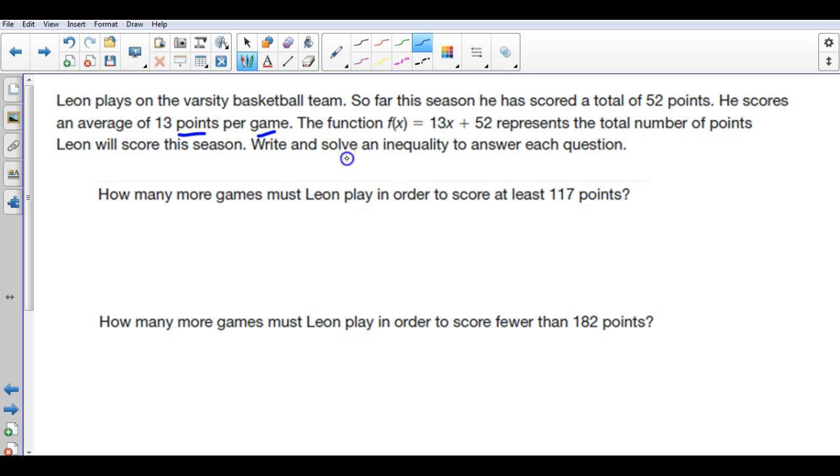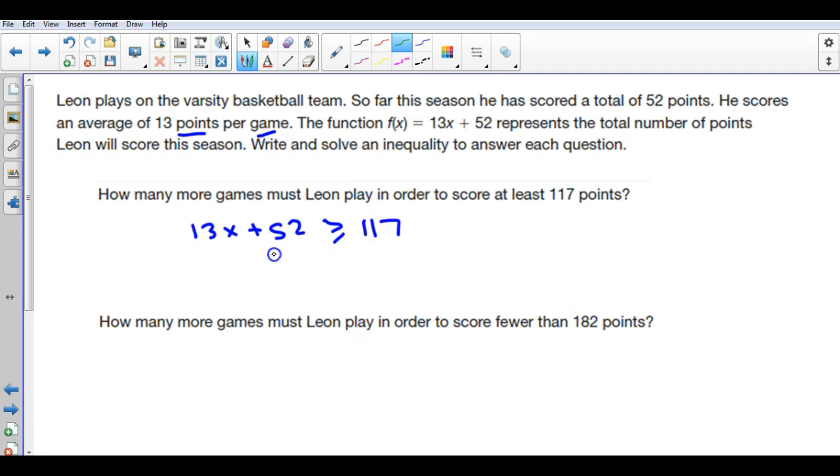So right now, he's already earned the 52, so I know that 13x plus 52, and I want him to earn at least 117 points. So can he earn 117? Yes. Can he earn 120? Yes. Can he earn 110, for at least? No. So everything that is greater than or equal to 117 is part of my solution.